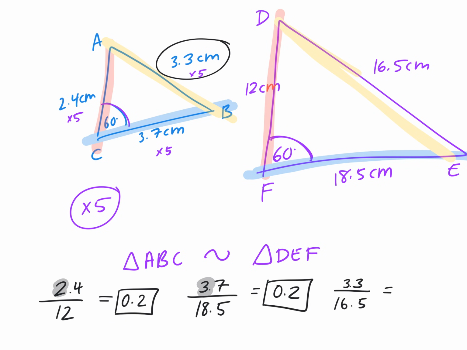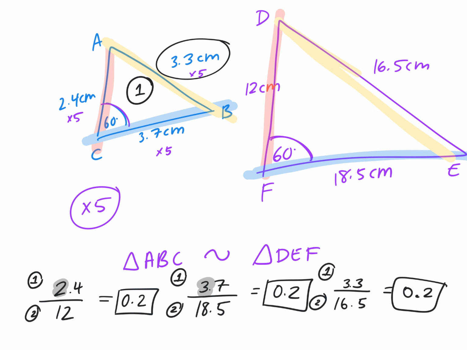Please make sure when you're finding the ratios, you are going in the correct order. If I'm starting, let's call this triangle 1, it's triangle 1 over triangle 2. If I flipped it around, would you get the same ratio? If I did 16.5 divided by 3.3, we would get 5, and then you can't compare them. So you have to go in the correct order. And what is 3.3 divided by 16.5? So yes, this is another way to prove that they're similar. Okay?